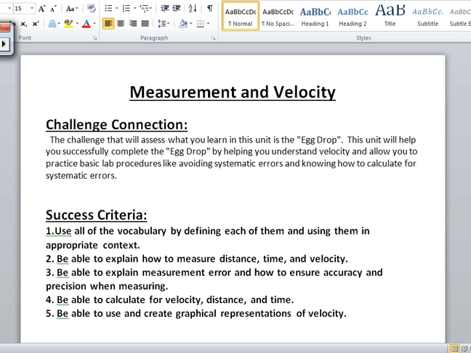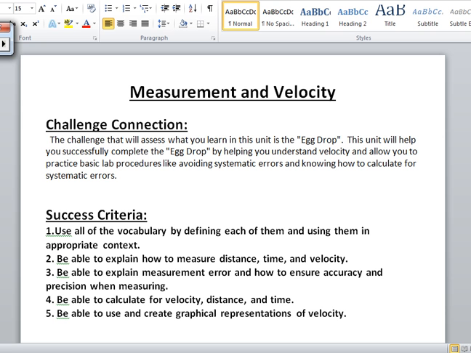So, challenge connection. The challenge for the next 6 weeks is the egg drop. Now, a lot of you are probably thinking, I already did the egg drop, but you probably have not gone into the same depth that we're going to go into with the egg drop. Before, you probably just put a bunch of cotton balls into a box and threw the egg in there. But in this case, you're going to be learning about pressure, velocity, acceleration, and a whole bunch of more advanced physics topics. Okay, this is no longer the middle school egg drop. This is now the high school egg drop.